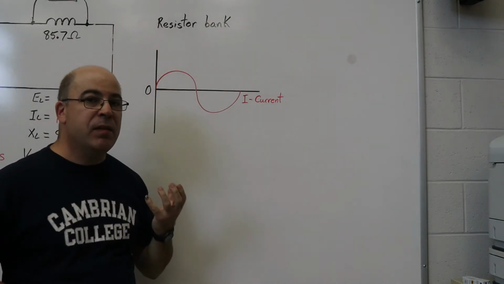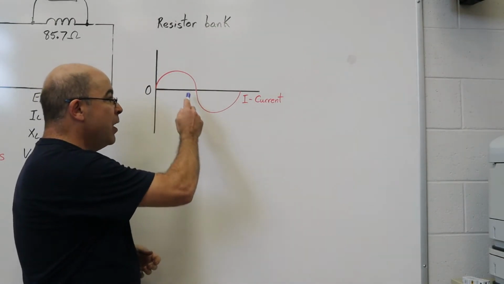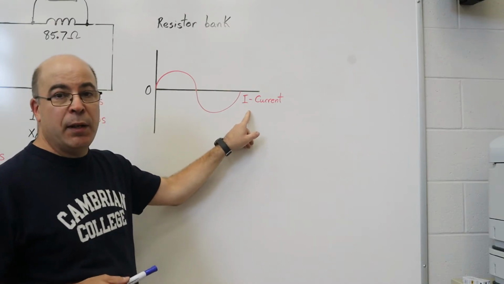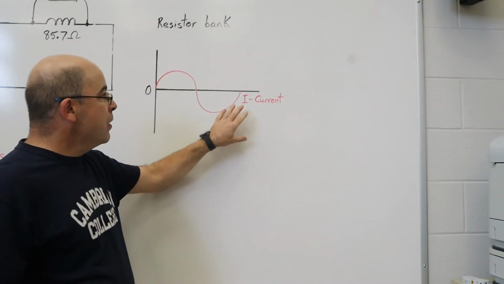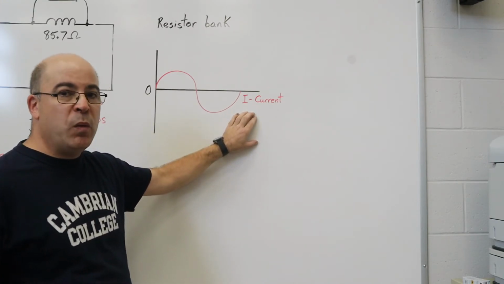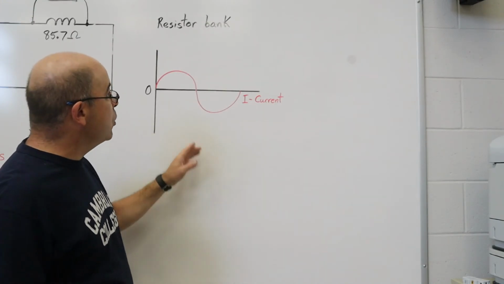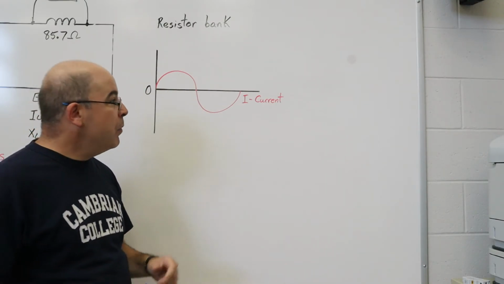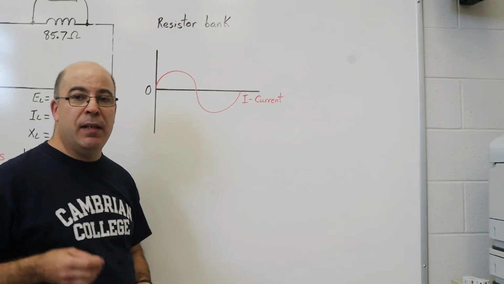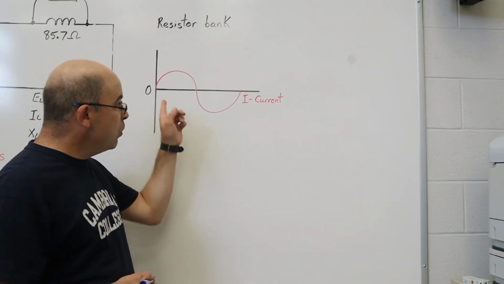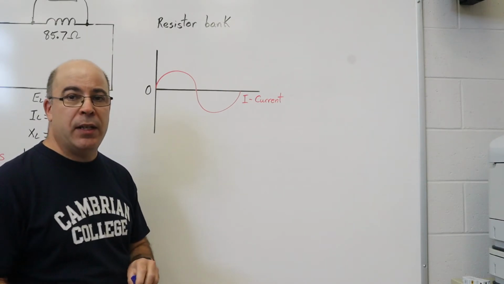Now, because this is a series circuit, I've gone ahead and I've drawn in a sine wave to represent the current, and I always use red for current. Current in a series circuit will be the same at any point within the circuit, and as such, it is the voltage waveform that must change in relationship to it. But when we have a resistor bank, it is said that voltage and current are in phase with one another. So what we're going to do is we're going to draw that relationship.